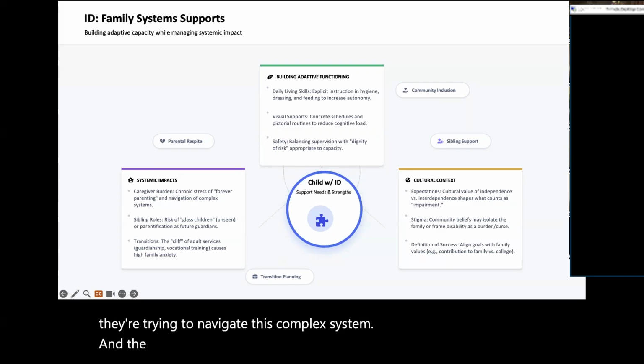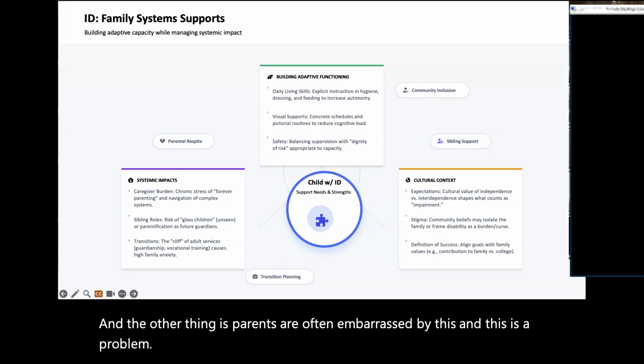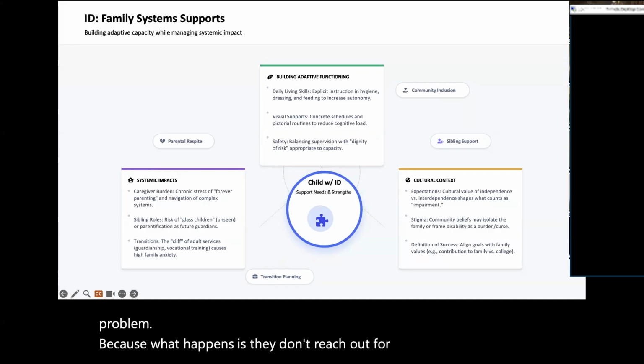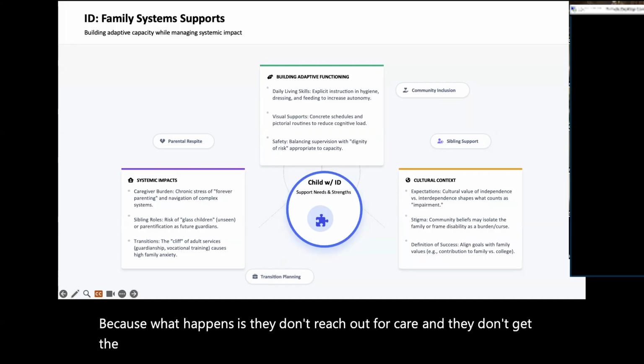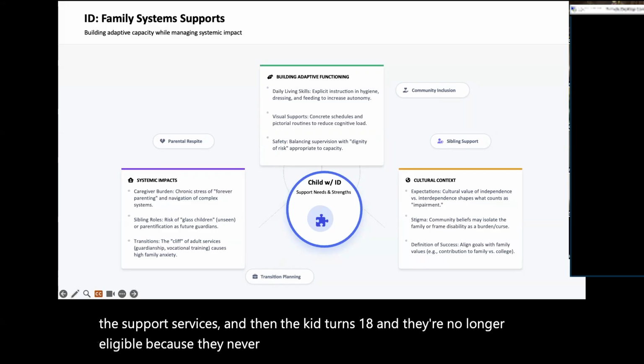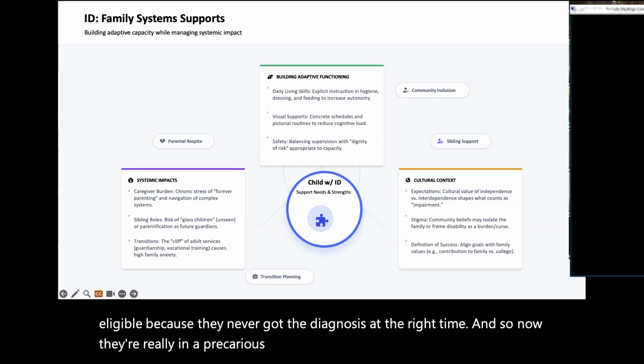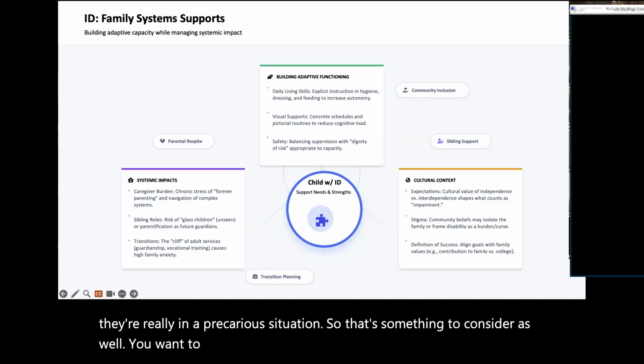And the other thing is parents are often embarrassed by this, and this is a problem because what happens is they don't reach out for care and they don't get the support services. And then the kid turns 18 and they're no longer eligible because they never got the diagnosis at the right time. And so now they're really in a precarious situation. So that's something to consider as well. You want to encourage reaching out to access services.